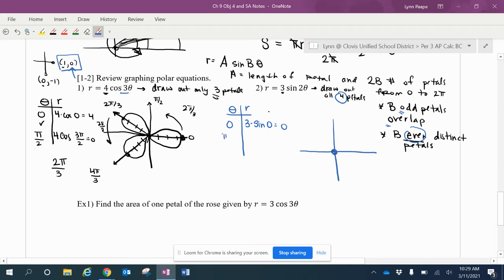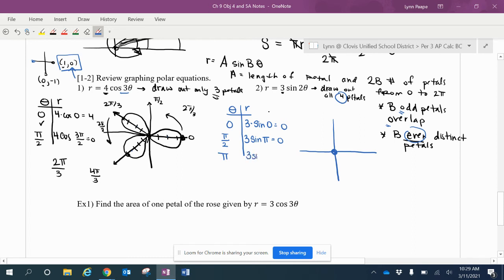And then now I'm going to go ahead and substitute in pi over 2. So I'll get 3 times the sine of 2 times pi over 2. So that would be pi. So pi is over here. Y value is also 0. So 3 times 0 is 0. So that's not helpful.